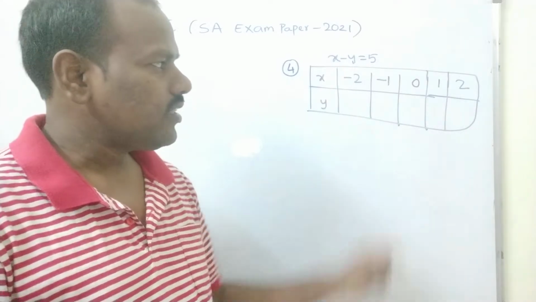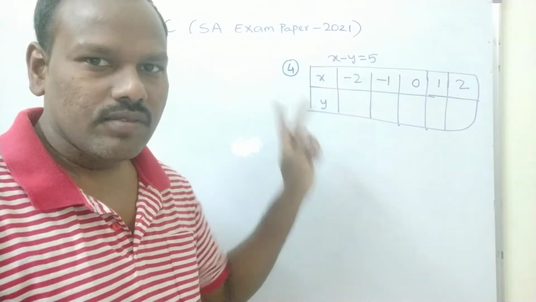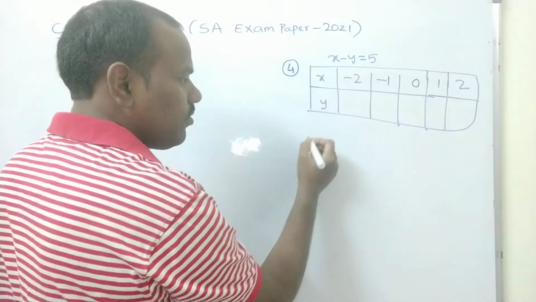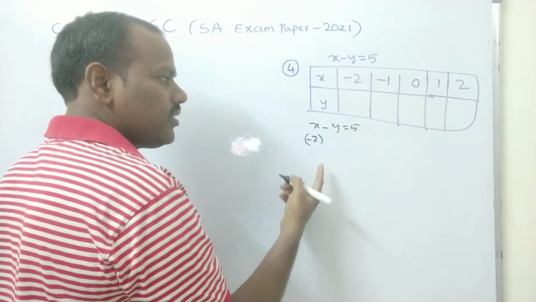So x minus y is equal to 5. We need to fill the table. Actually, it is a linear equation, so we'll get a straight line. So x equal to minus 2. If you substitute minus 2 in place of x, x minus y is equal to 5 is the equation.